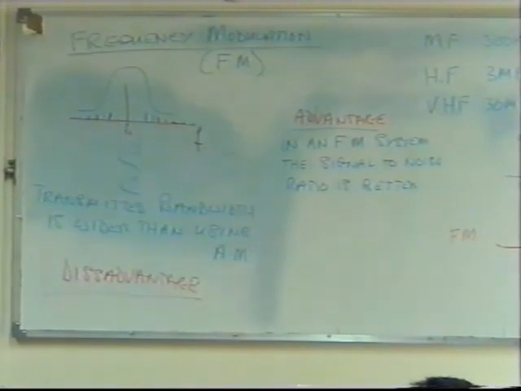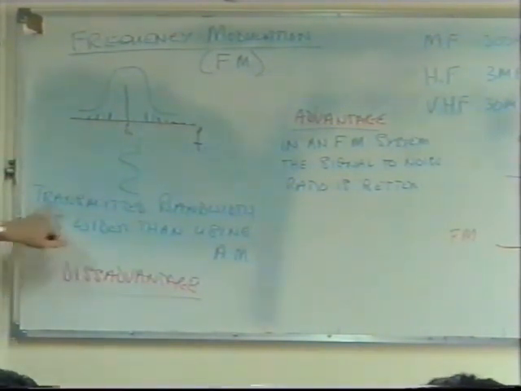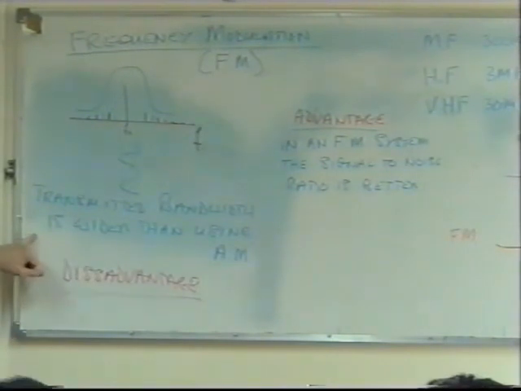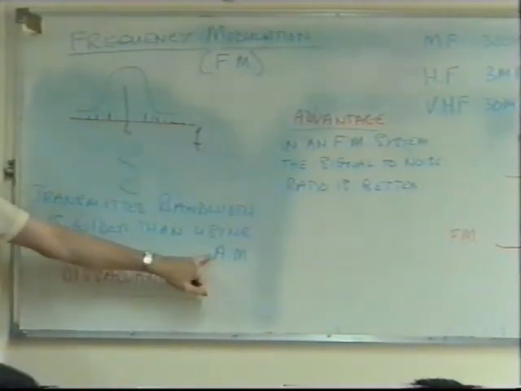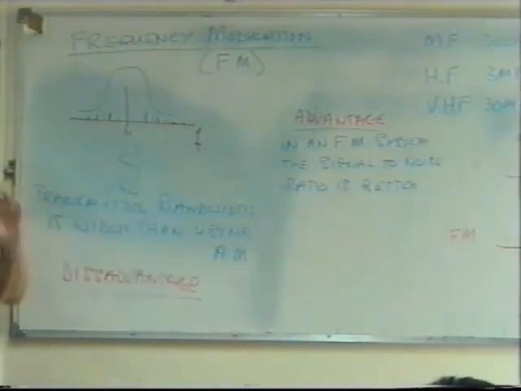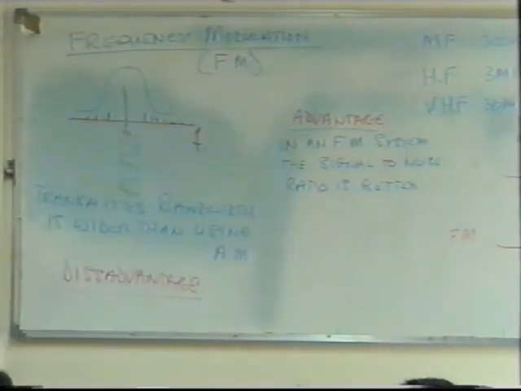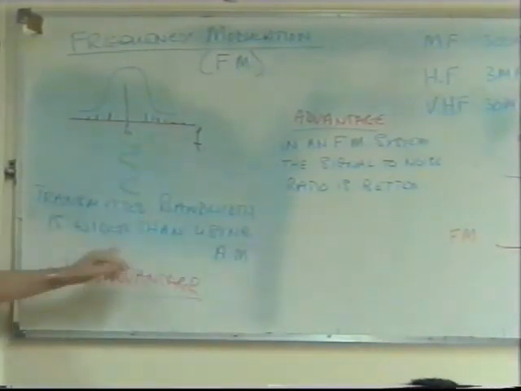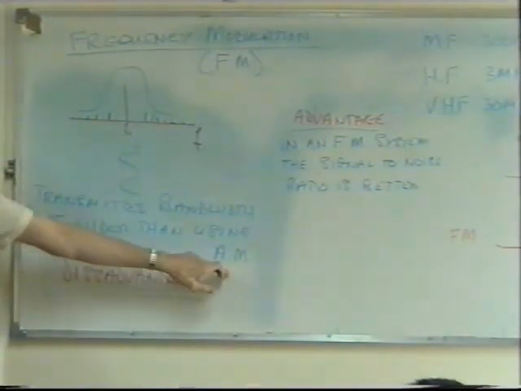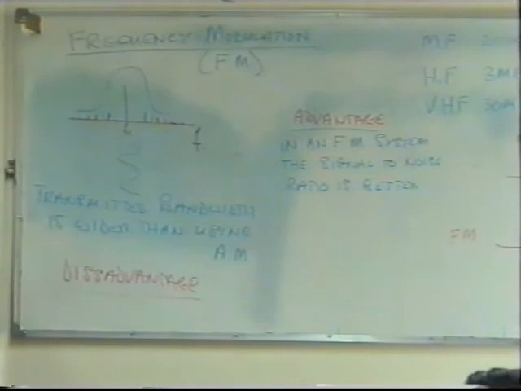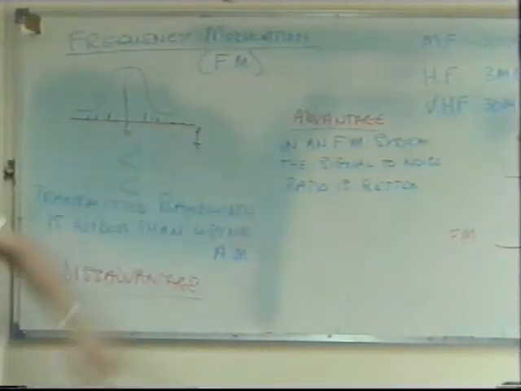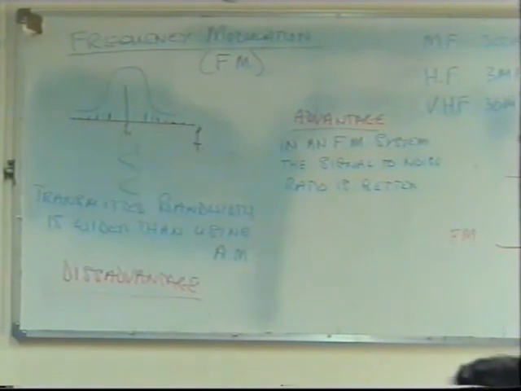What about the disadvantage? Can you write it, please? Transmitted bandwidth is wider than using AM. If we're comparing AM with FM, when I'm talking about the advantages and disadvantages, the transmitted bandwidth is wider than using AM. That's the disadvantage. But the advantage, better signal to noise ratio. So AM has noise. Why do we use AM?